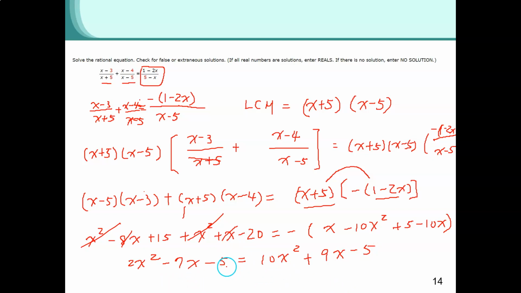Now we combine like term on both sides. Bring everything to left hand side, you'll get a negative 8x squared minus 16x equals 0. Now we take out negative 8x because that is a common factor. And we have x times x plus 2 equals 0. So from here we can solve for x equals 0 or x equals negative 2. So you have two solutions of this equation.